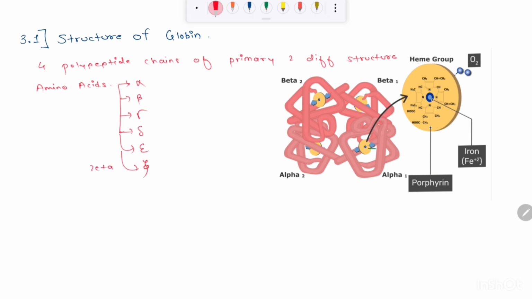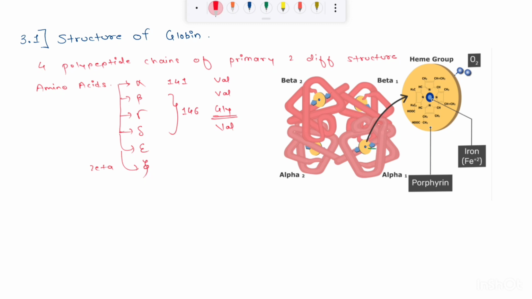In these chains, what are the differences? There is a difference in amino acids. The numbers differ. In alpha, there are 141, whereas beta, gamma and delta have 146 amino acids. There might be changes in the sequence of amino acids. For alpha, valine is the first amino acid, whereas beta and delta have valine as the first amino acid, but for gamma, it is glycine. So these changes give rise to different types of globin chain in the hemoglobin molecule.